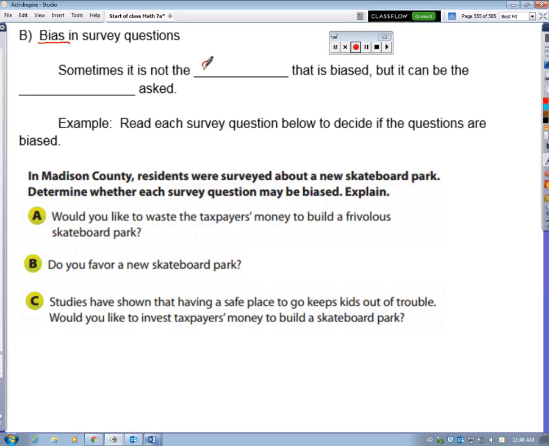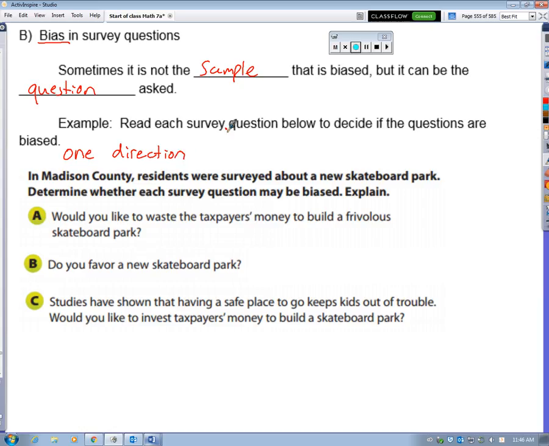sometimes it is not the sample that is biased, okay, not the group of people, but it can be the question asked. Okay, the question asked might not represent the entire population of what's going on. Okay, so we're going to take a look at each of the survey questions below to decide if the questions are biased or not. Alright, bias means it's trying to make people think in one direction.